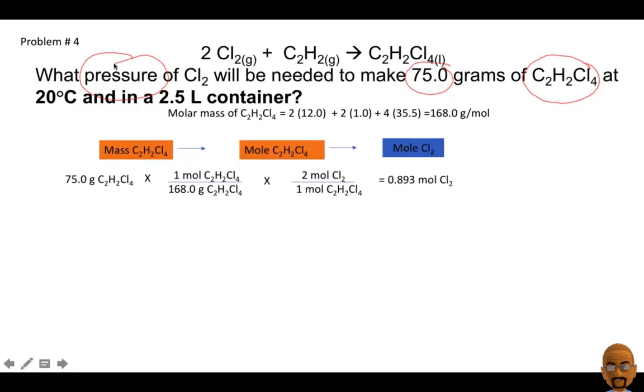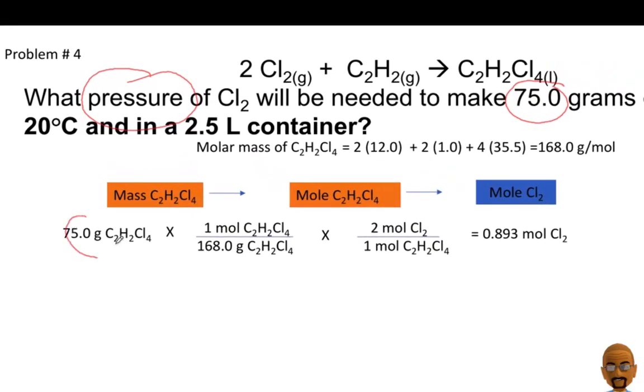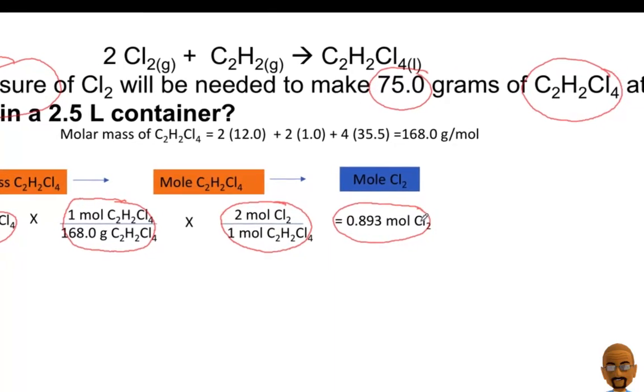And so to get to moles of Cl2 from mass of C2H2Cl4, we go about it this way. And you see, what I've done is I've gone from mass of C2H2Cl4, used the molar mass of that compound, and then used the mole ratio of Cl2 to C2H2Cl4. And you see we calculate 0.893 moles of Cl2. Again, what we're trying to do is calculate the pressure of Cl2. How do we get there? We get there through moles.